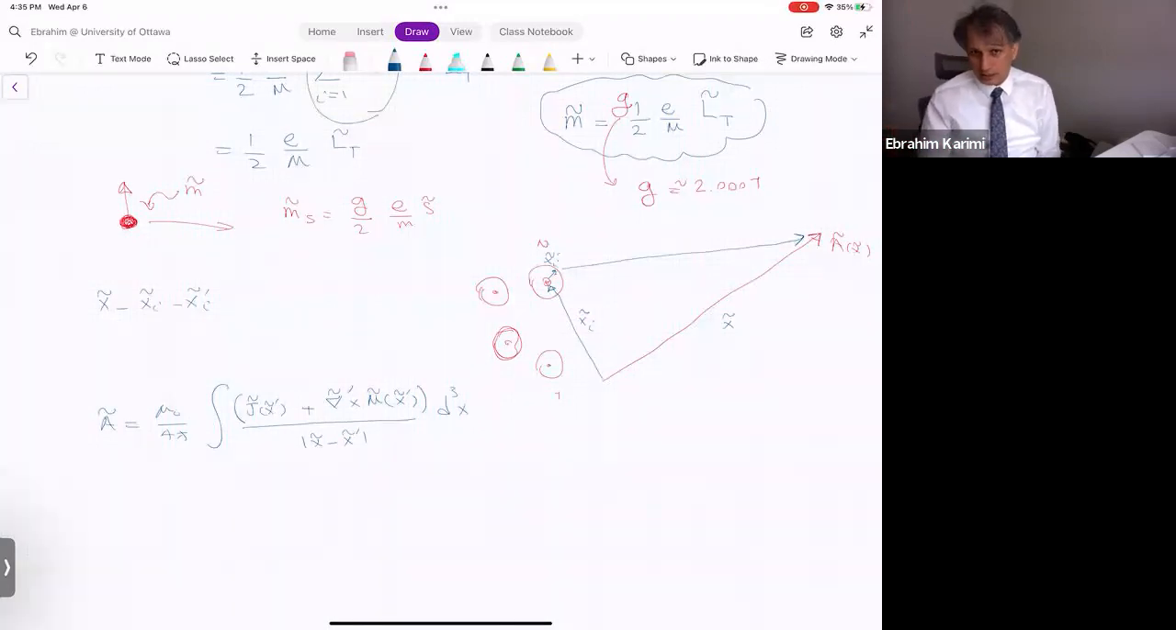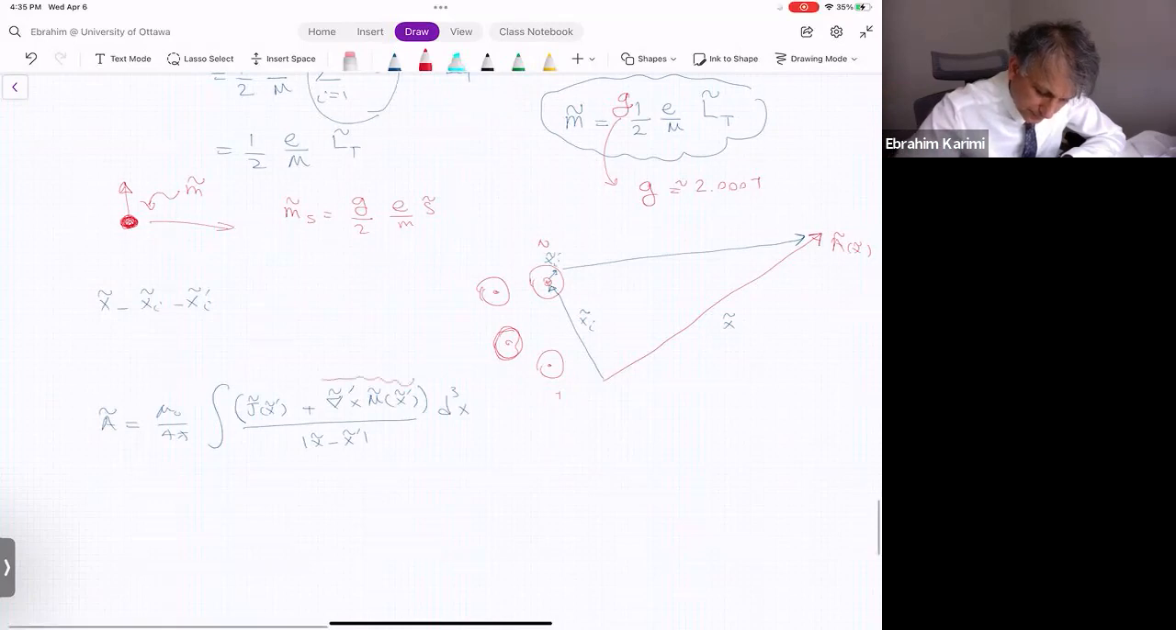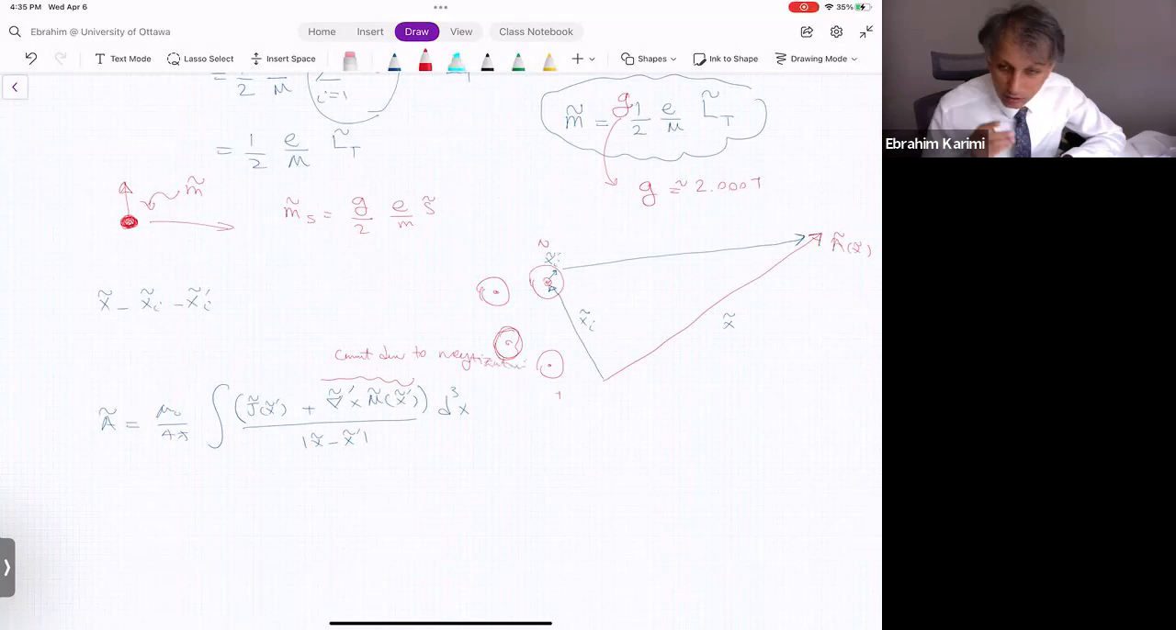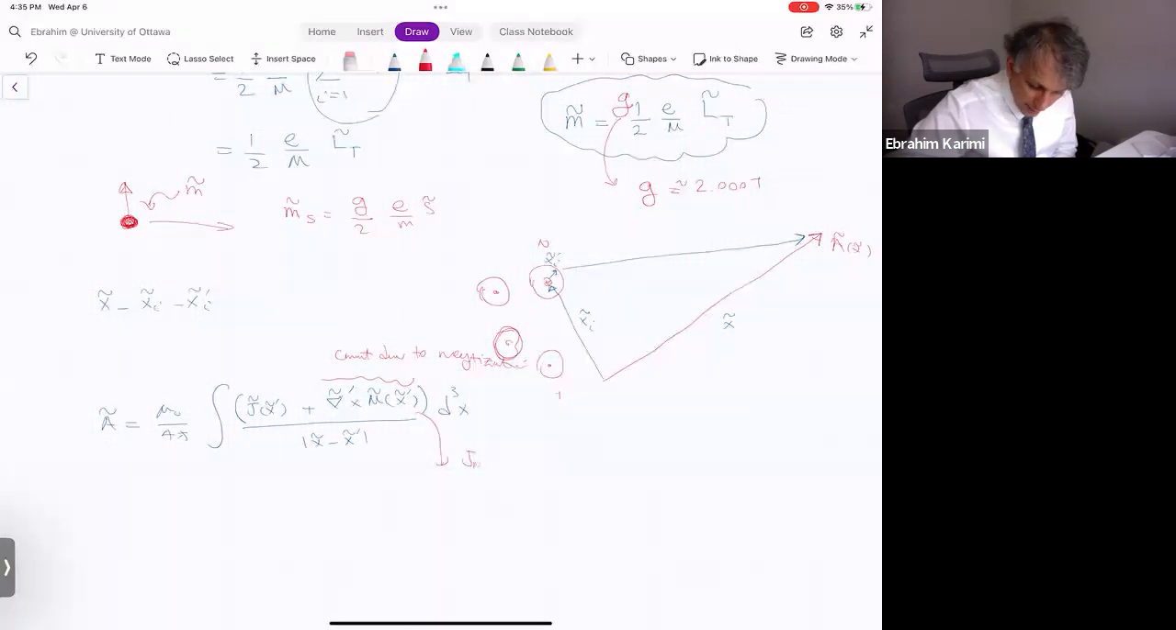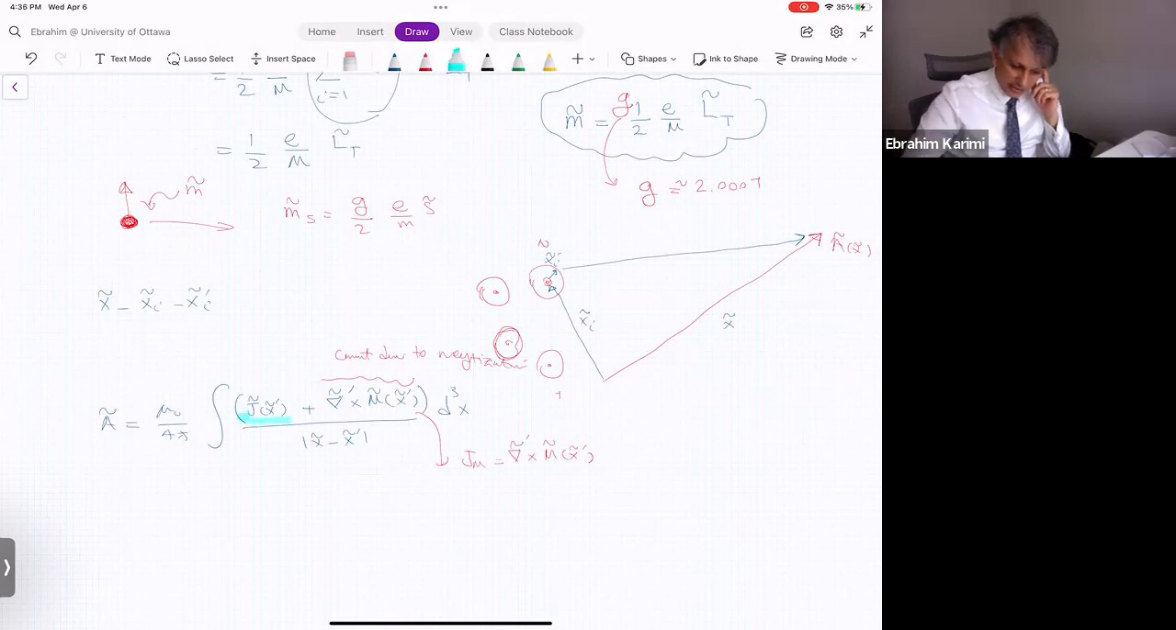And you will get the dipole moment term, and you have to keep them together, and you will get the current as well. Okay, so we get this expression, and we call this term the current due to magnetization. And usually people also call it J_m, which is the curl of M of x prime.